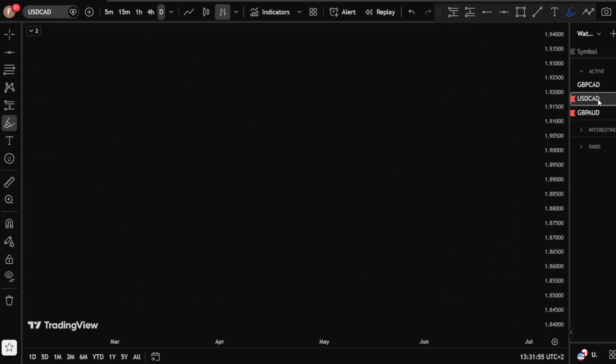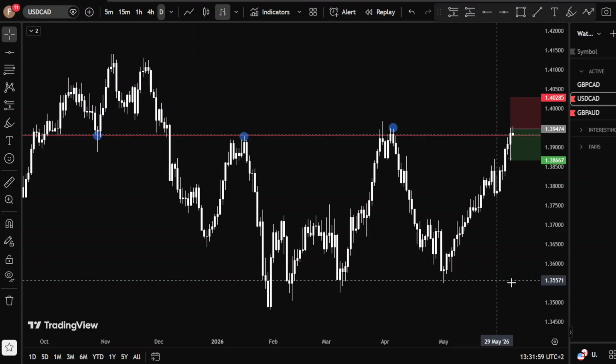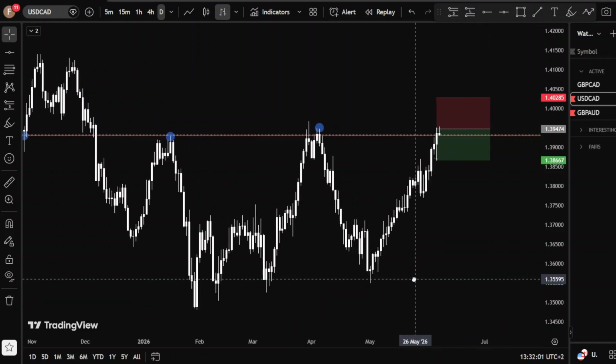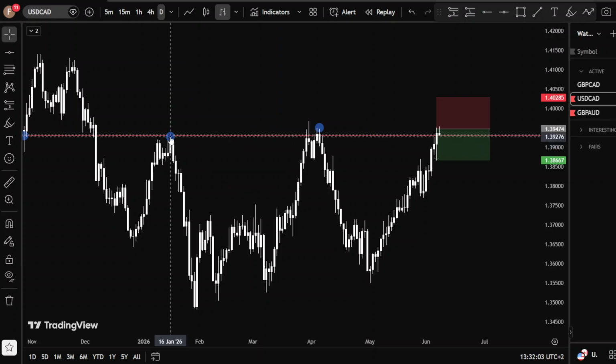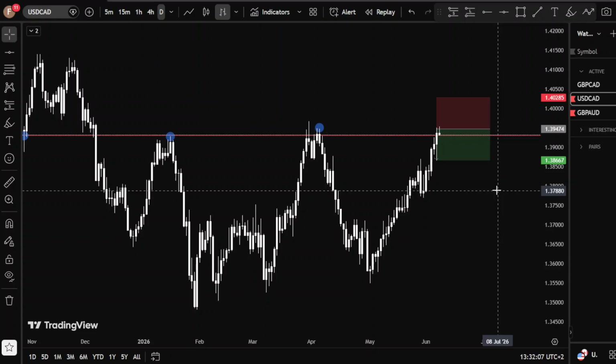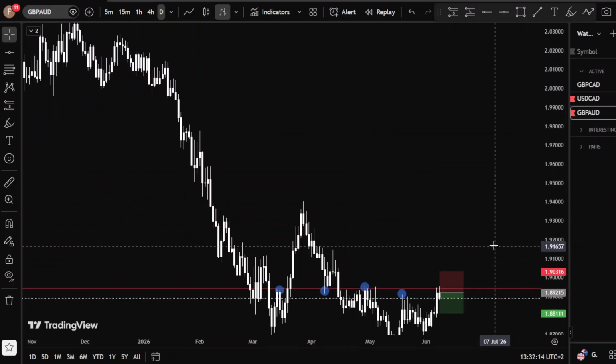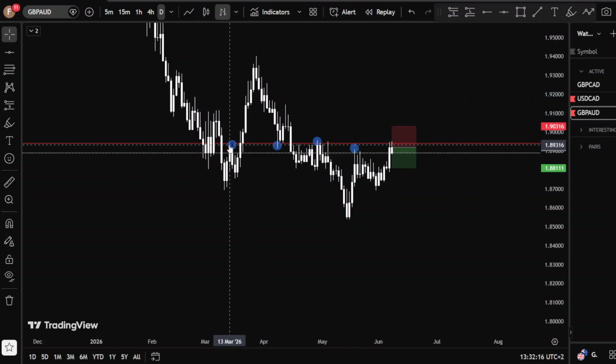But USD CAD is even a higher probability setup. This is a very high probability setup. It's a very clear zone where price reacted in the past. But both of them have a good chance of playing out.